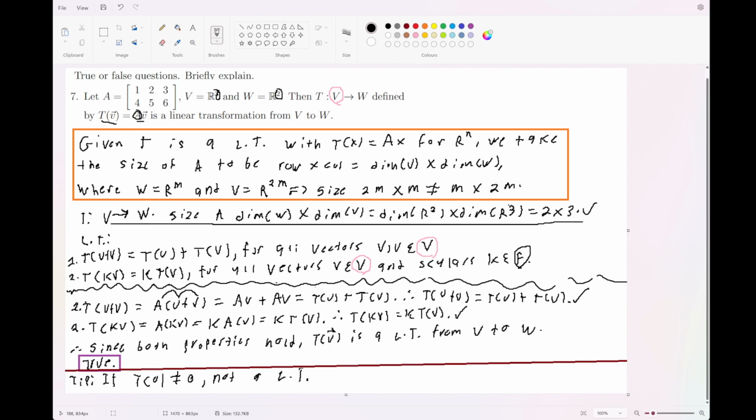And I have another tip. If you can quickly just show that T(0) is not equal to 0, then it will not be a linear transformation. Showing these two above actually gives us a lot of properties without even having to show them. So if these two are true, we automatically get that T(0) will be equal to 0. So this is a really quick way to counter the assumption that it's a linear transformation. Just show that T(0) is not equal to 0.